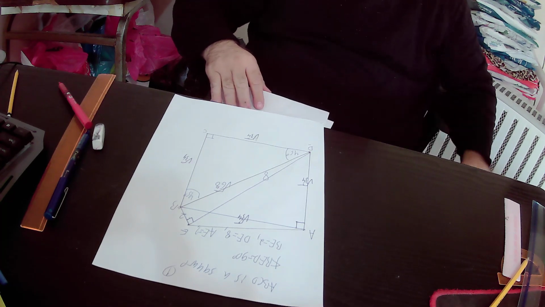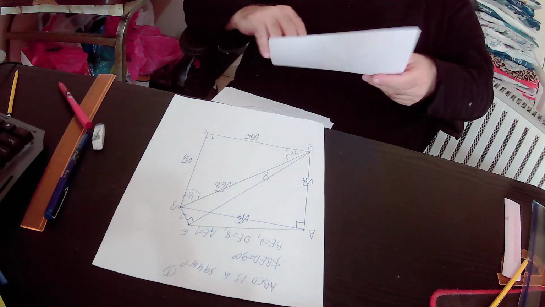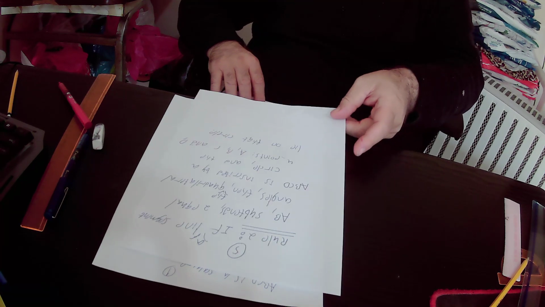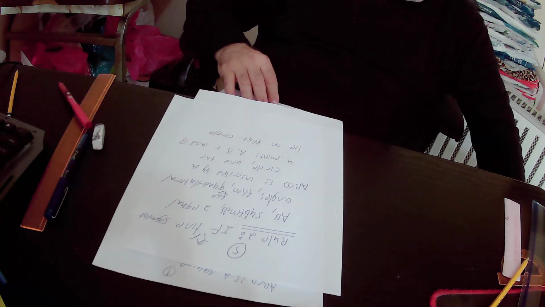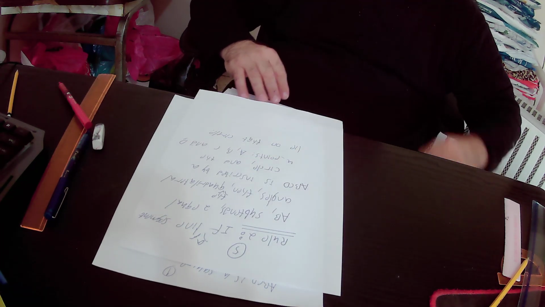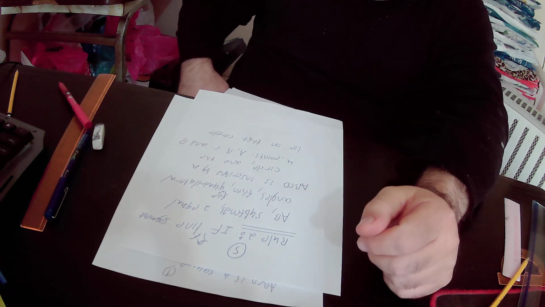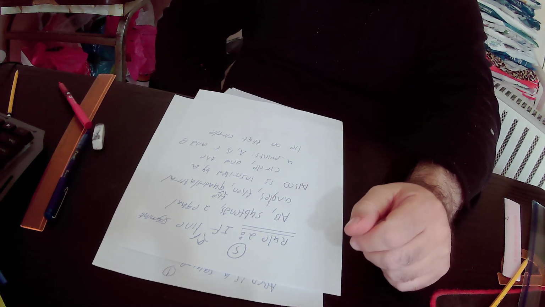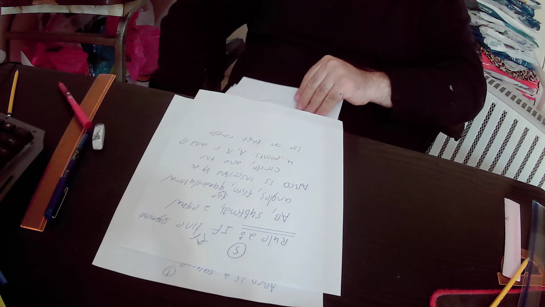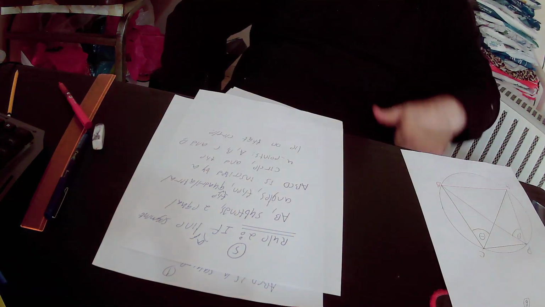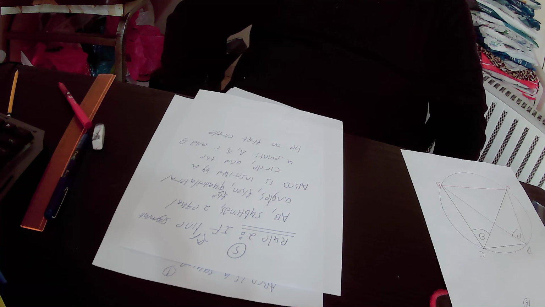And I also presented to you rule number 2. According to rule number 2, if a line segment AB subtends two equal angles, then the quadrilateral ABCD is inscribed by a circle, and the 4 points A, B, C, and D lie on that circle.